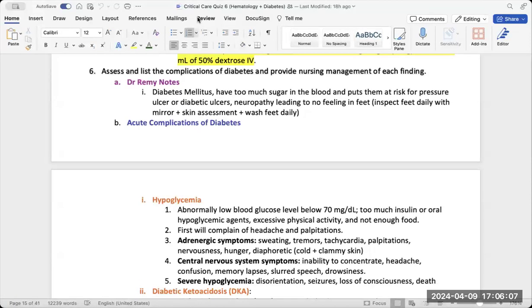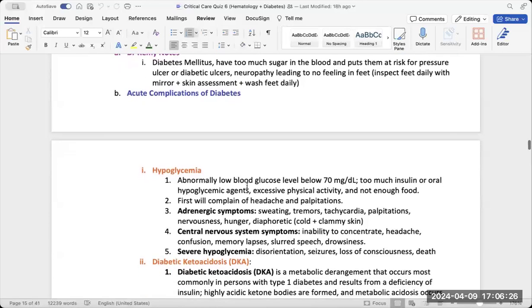So we want to make sure they go for annual eye exams and check their feet daily, especially because we're looking for pressure injuries and things like that. They also can't feel sensation as well in their feet, so they might have problems in their feet and not realize it, because they can't feel when they have things like a cut. So we need to be very, very careful with that.